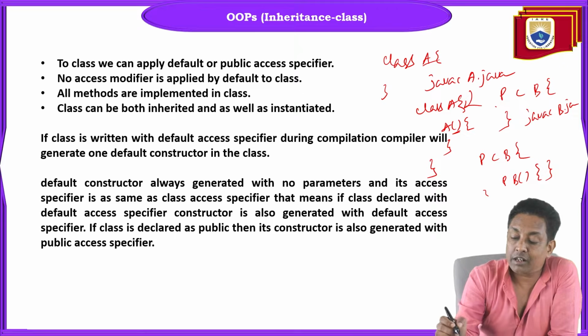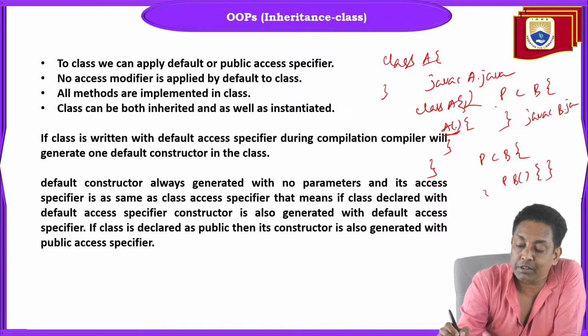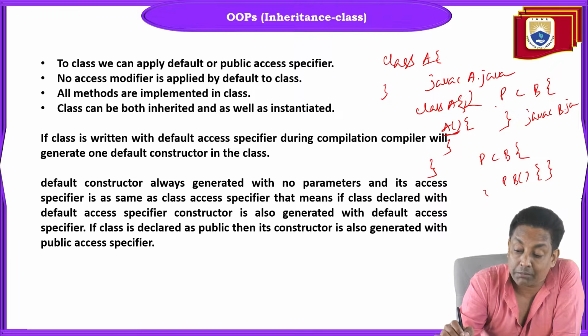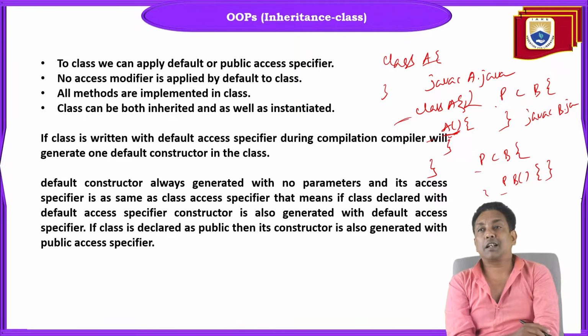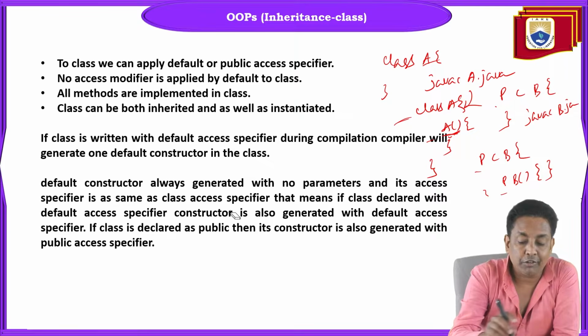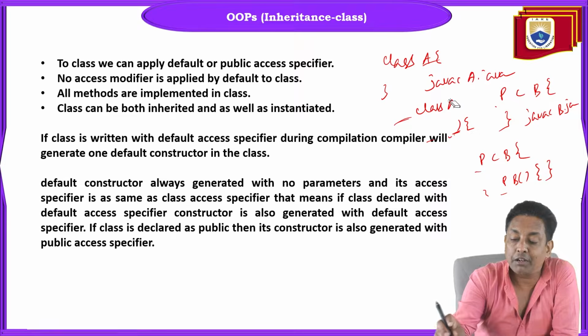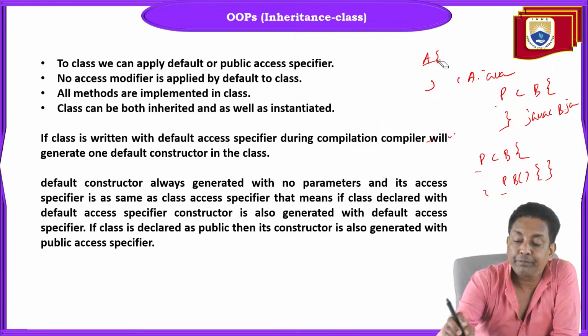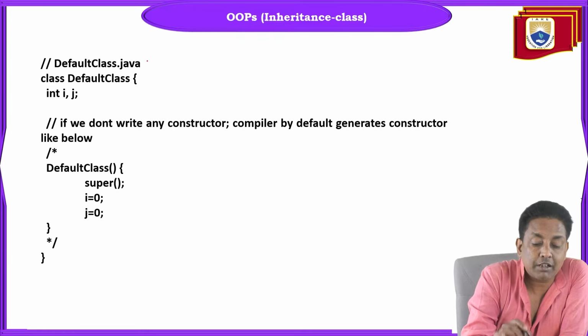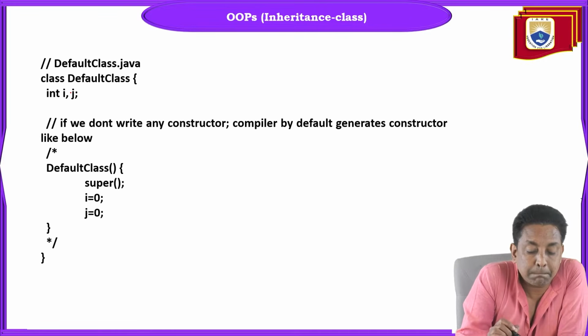And a default constructor is the constructor which is generated by default by the compiler, the constructor with no parameters, and its access specifier is same as class access specifier. If class access specifier is public, constructor access specifier is public. If class access specifier is default, constructor access specifier is also default. So that is the meaning of this entire paragraph. Hope that is clear. Class DefaultClass with int i and j.